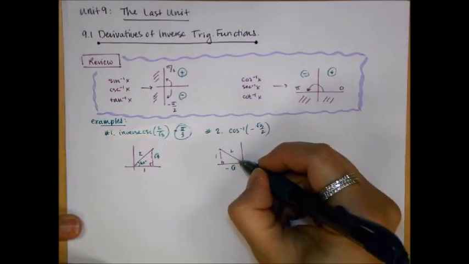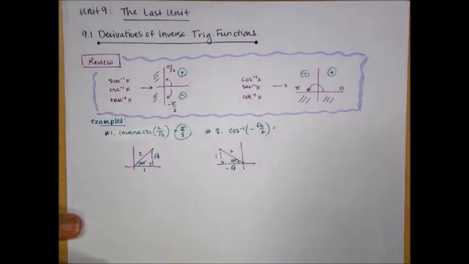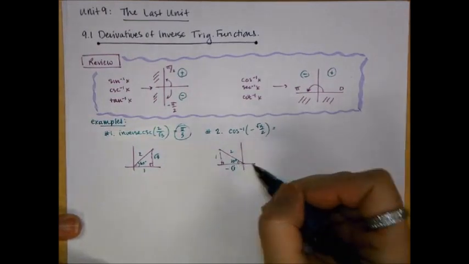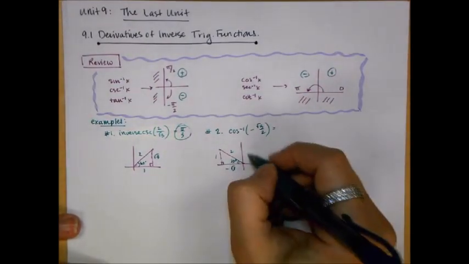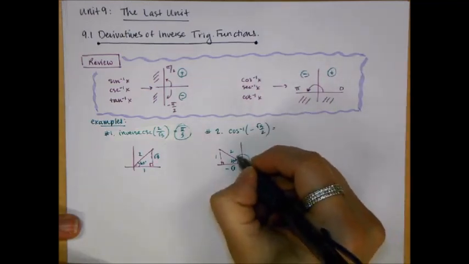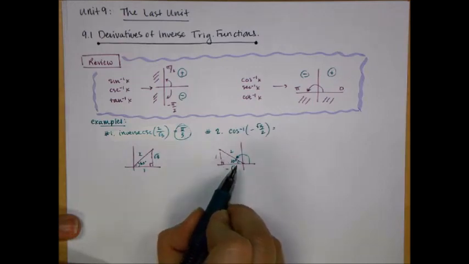This is 30 degrees, or pi over 6, for the reference angle. But we don't want to answer with 30 degrees or pi over 6 since that is an angle in quadrant 1, and we're looking for an angle in quadrant 2. So the 30 degree, or pi over 6, angle in quadrant 2 is 5 pi over 6.